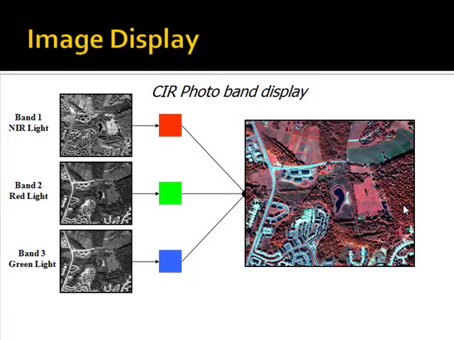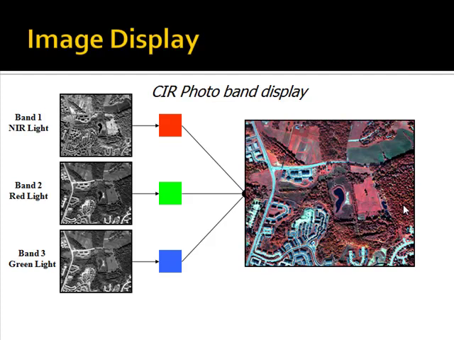Another example of image display. In this case, we're looking at a color infrared aerial photograph. With aerial photos, the band numbers are typically reversed, and so this can be confusing, and it's always important to check your metadata. So in this case, we're looking at a color infrared aerial photograph where band 1 corresponds to near infrared light, that's assigned to the red color gun.